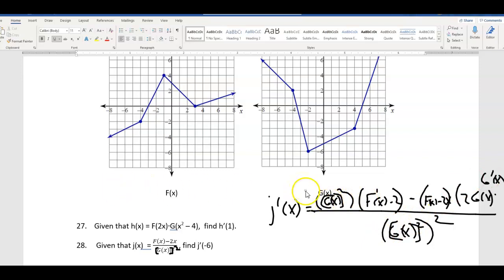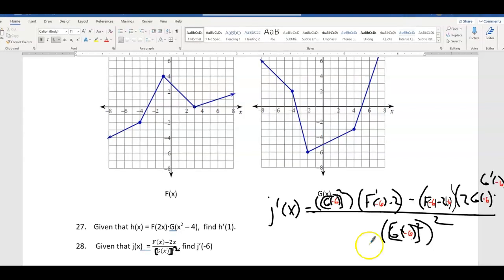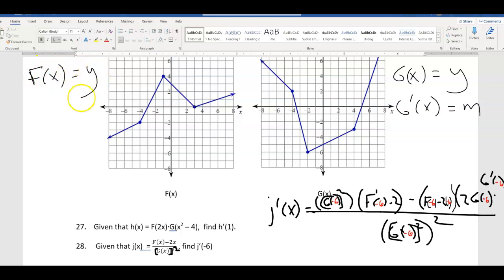All right. At this point, I would say you probably just want to go through and start plugging in the numbers that they've given you. So we're plugging in negative 6. So I'm just going to go through here and replace all these x's with negative 6. All right, so I've plugged in negative 6 in all the places where there was an x. Now we've got to figure these things out. What I want you to understand is that g of x represents a y value, whereas g prime of x represents a slope. Same thing with the f function. f of x represents a y value, and f prime of x represents a slope value.